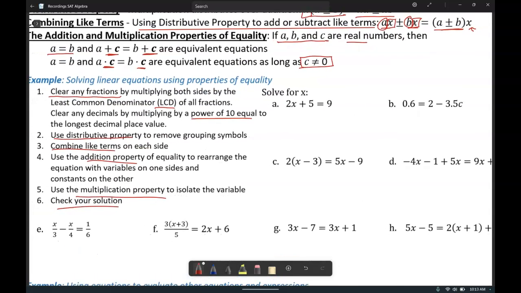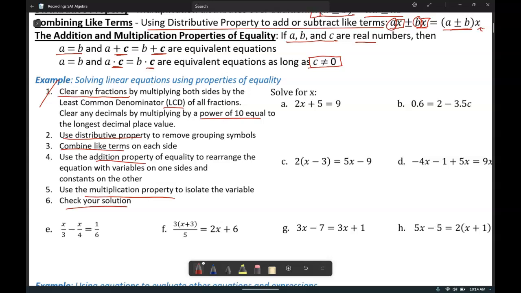So when we look at our first example, we see, okay, do I have any fractions or decimals to clear? No, so I don't have to do step 1. Do I have any distributive property to remove grouping symbols? No, so we don't need to do step 2.